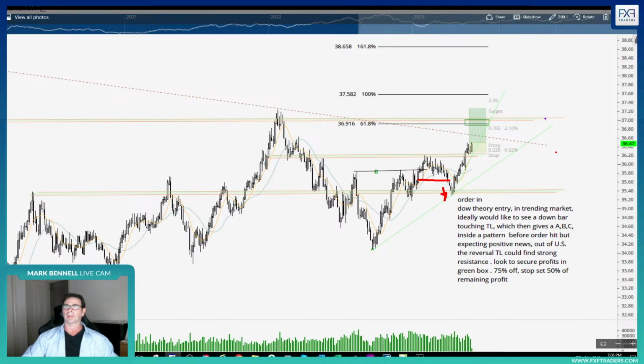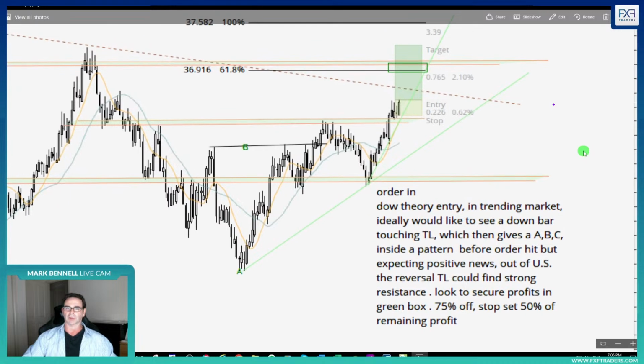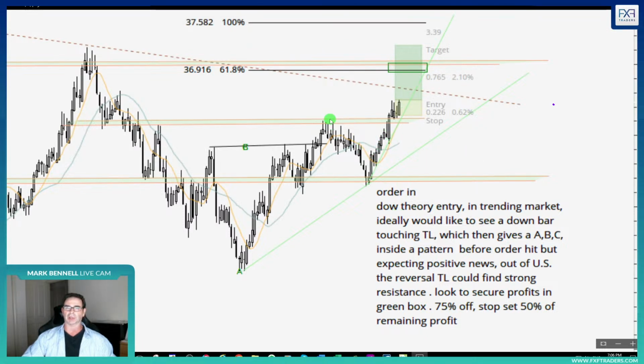Let me zoom in a bit so we can see that. Then we've entered back, pushed back above the daily anchor on the downside. So now we're back trending above. Let's see what Ben's got here.